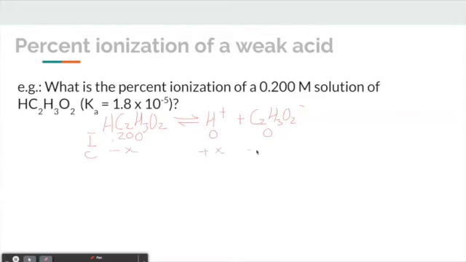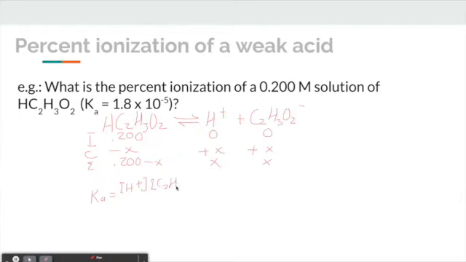This should be starting to become pretty familiar to you. So at some point, you might start just dropping the ICE chart, because you sort of know how these things are going to end up, especially with one-to-one stoichiometry. So at equilibrium, Ka will be equal to the concentration of H plus times the concentration of this ion.